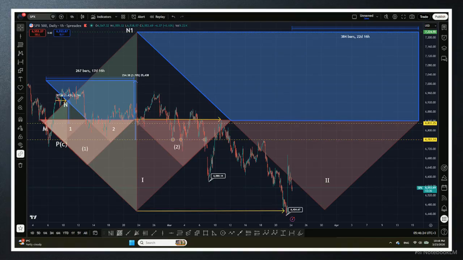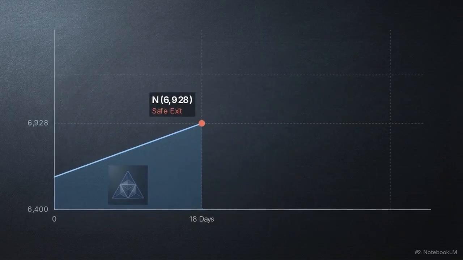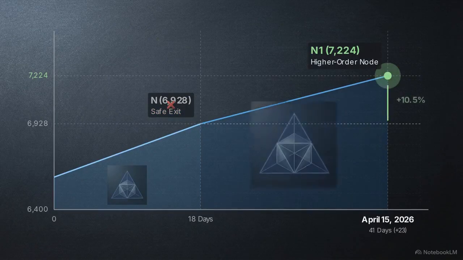The original safe exit at apex N scales up to generate a massive higher-order node, marked here as N1. That N1 node projects a precise absolute target of 7,224 on the S&P 500, a level the index has never previously touched. Reaching it requires a 10.5% directional move upward. By geometrically scaling its boundaries, the overarching cycle abandons the conservative initial exit and strictly targets that elevated absolute objective.